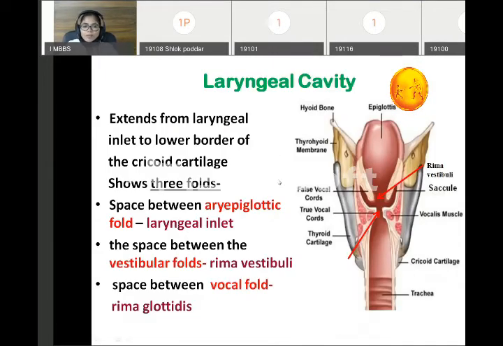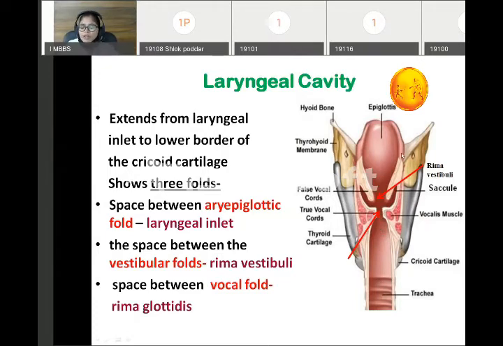Laryngeal cavity. This laryngeal cavity extends from the laryngeal inlet to the lower border of the cricoid cartilage. This is the lower border of the cricoid cartilage.